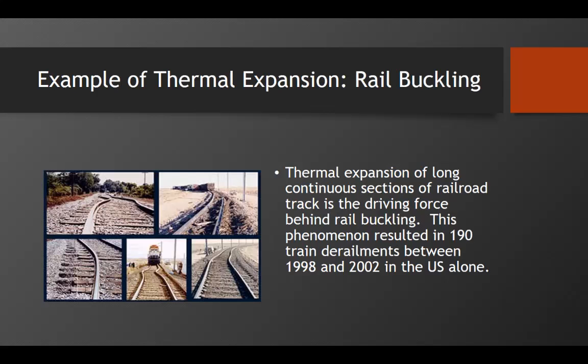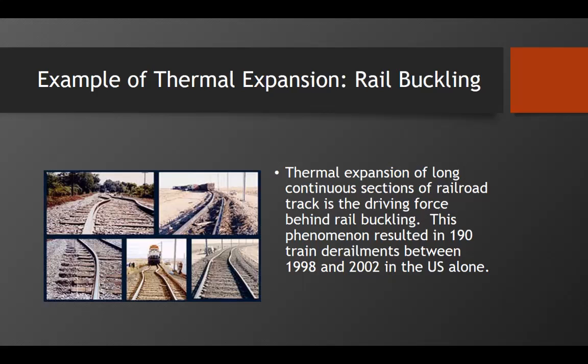All right. Why do we care? Well, for the longest time, there was a problem. Thermal expansion of long, continuous sections of railroad track was the driving force behind rail buckling. You can see in these examples, when it got too hot, the railroad track was no longer straight and smooth, and you actually saw an increased number of trains derail due to this problem. Between 1998 and 2002, there were 190 train derailments in the US alone as a result of railroad track buckling.